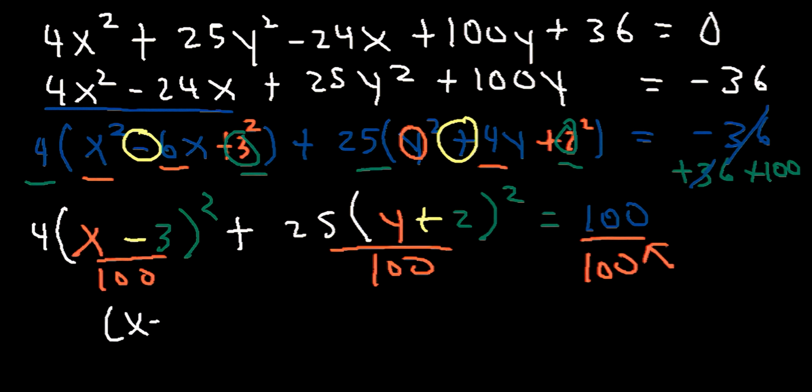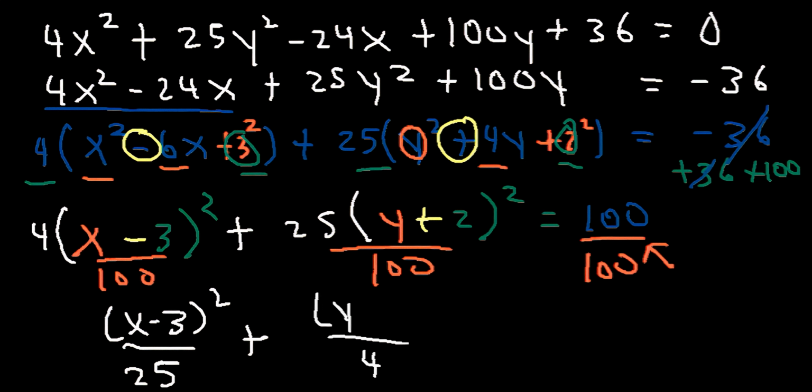So we have x minus 3 squared. So 4 over 100, divide it backwards. 100 divided by 4 is 25, but since you divide it backwards, 25 goes in the bottom. 100 divided by 25 is 4. And 100 divided by 100 is 1.